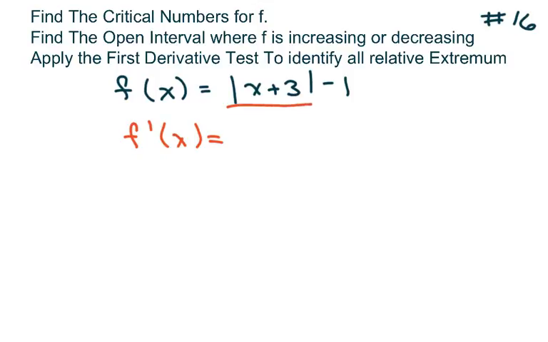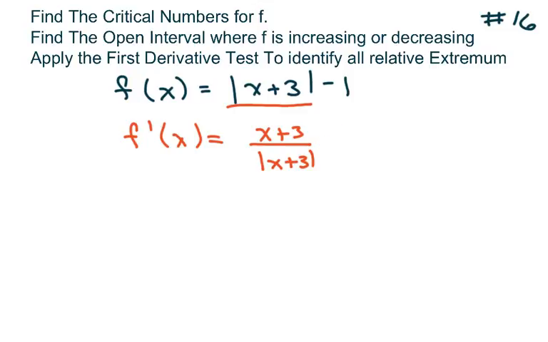I know for absolute value there's the special thing you do with that, and you're going to just write down your inner function over the absolute value of x plus 3. Then you multiply it by the derivative of the inner function, which is just 1. And the derivative of negative 1 is just 0, so we don't need to put the 1 here either.